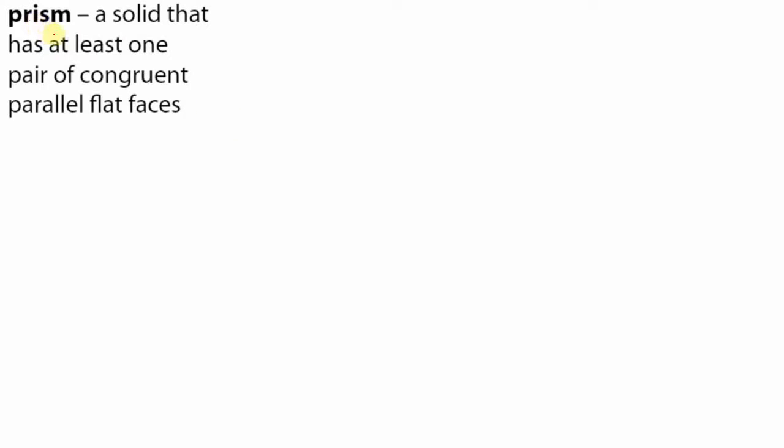Next, we need to know what a prism is. It's also a solid, in other words, a three-dimensional shape that has at least one pair of congruent parallel flat faces. Now, congruent we know means exactly the same. If you have 2 congruent shapes, you can put them on each other. They will be an exact match. Okay, so that's congruent. Parallel means they are the same distance from each other at 90-degree angles.